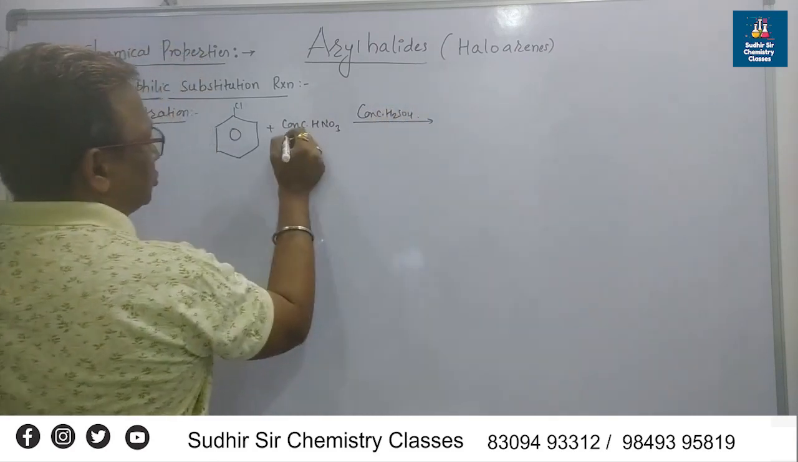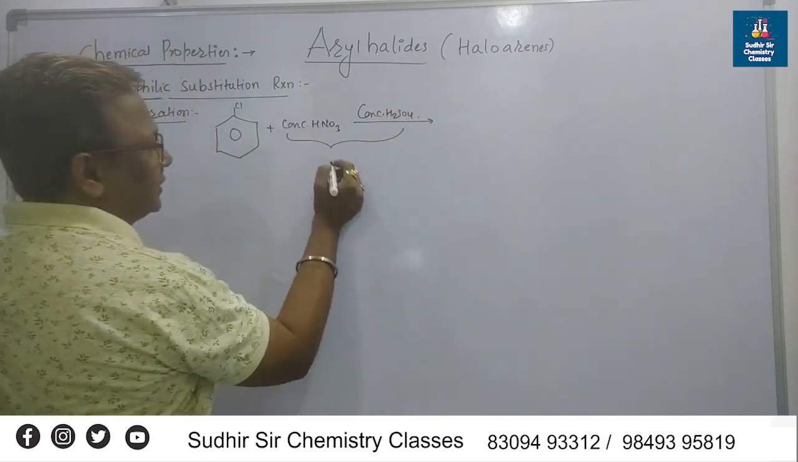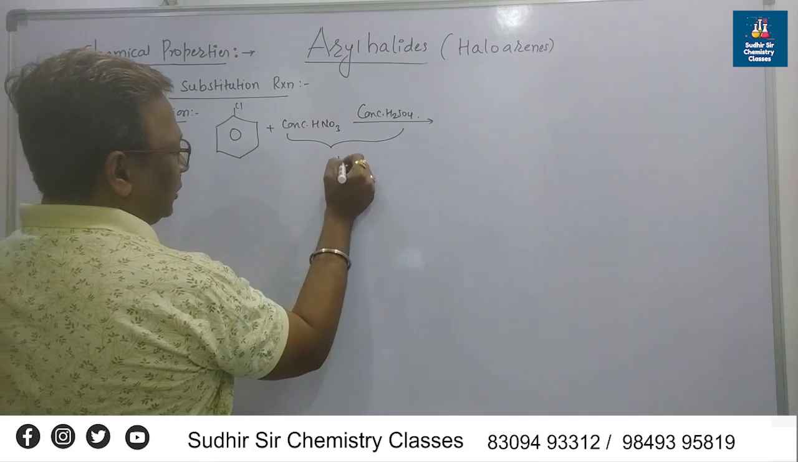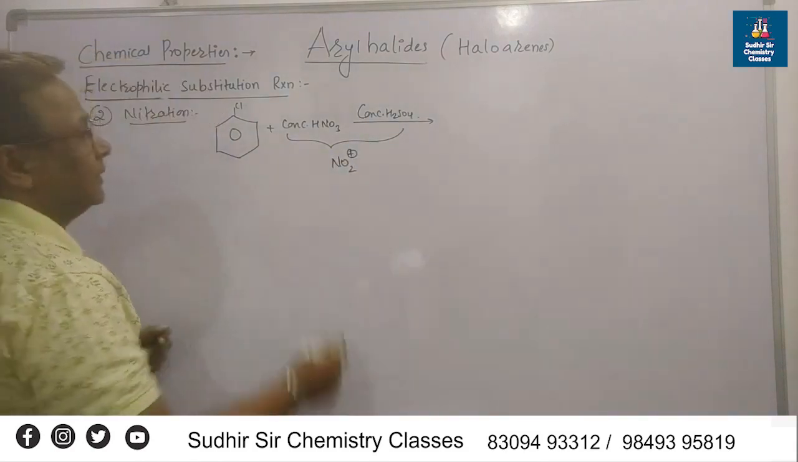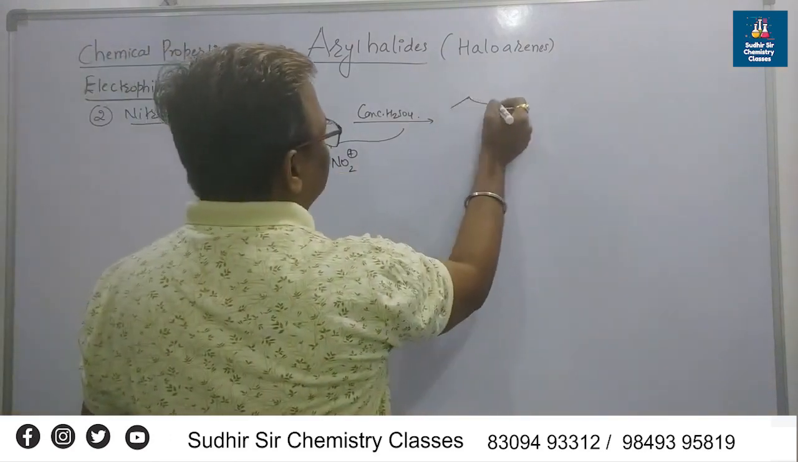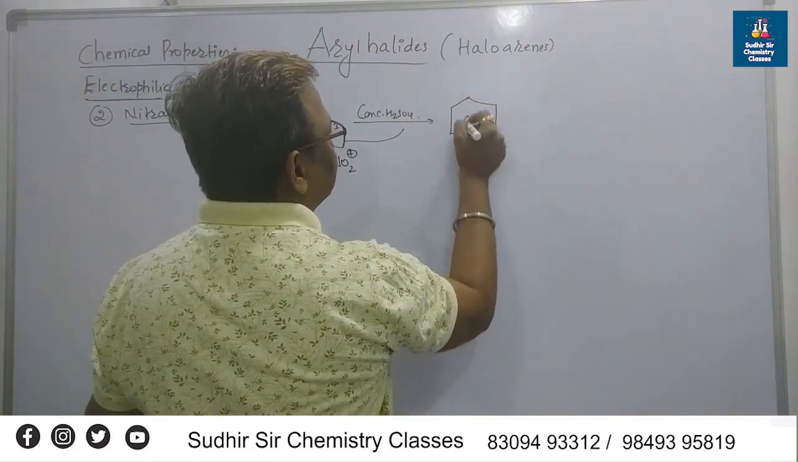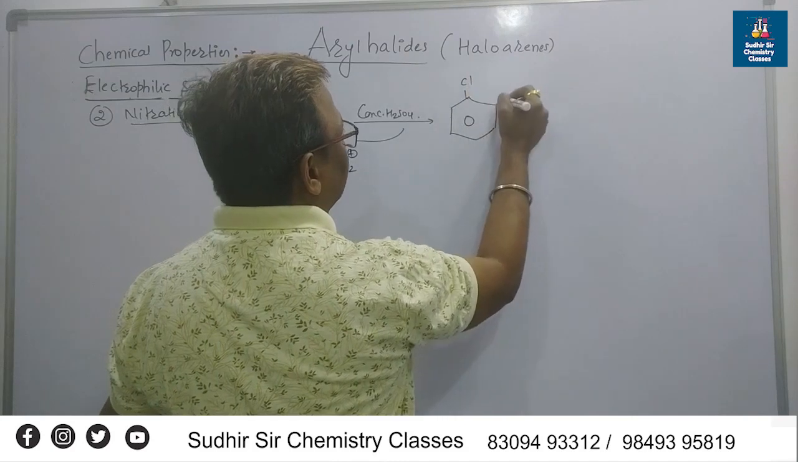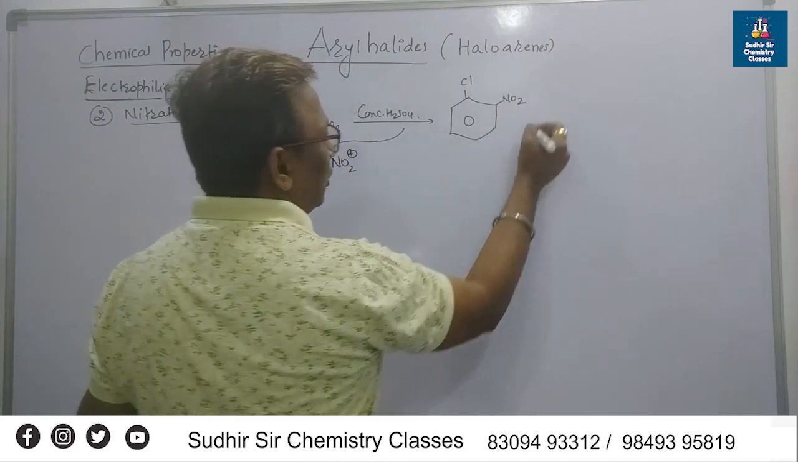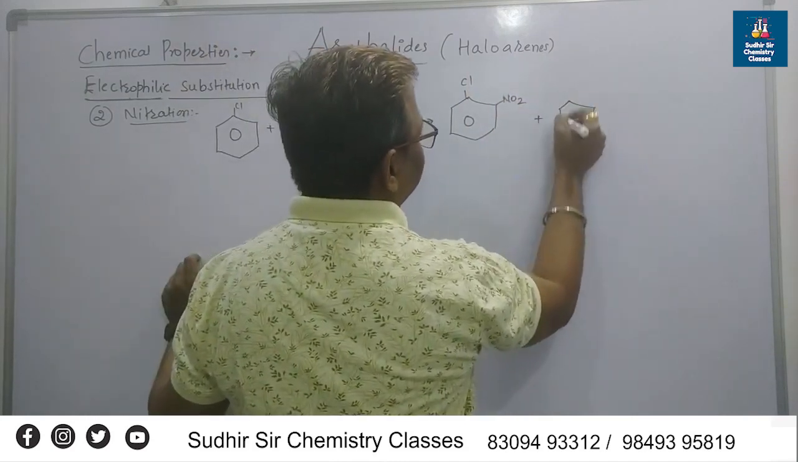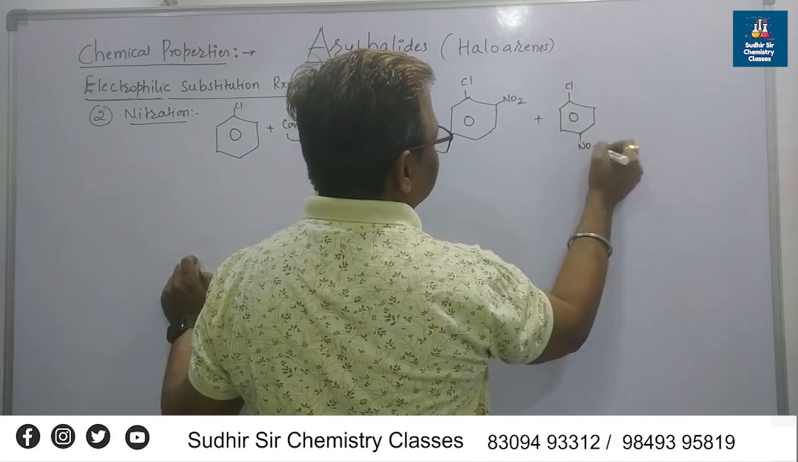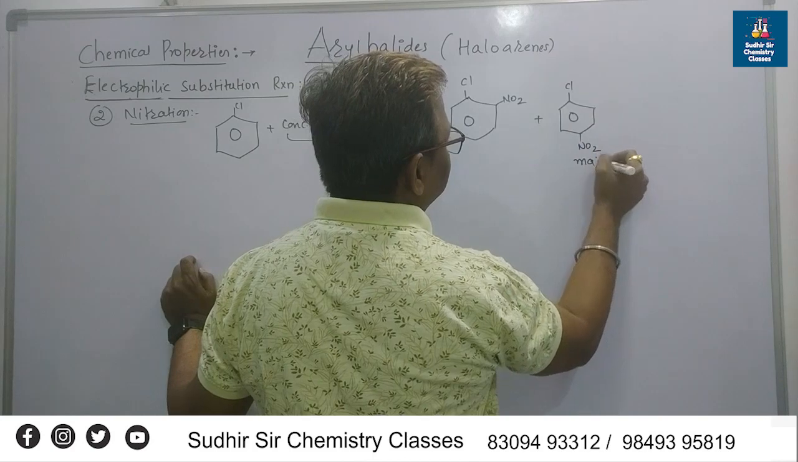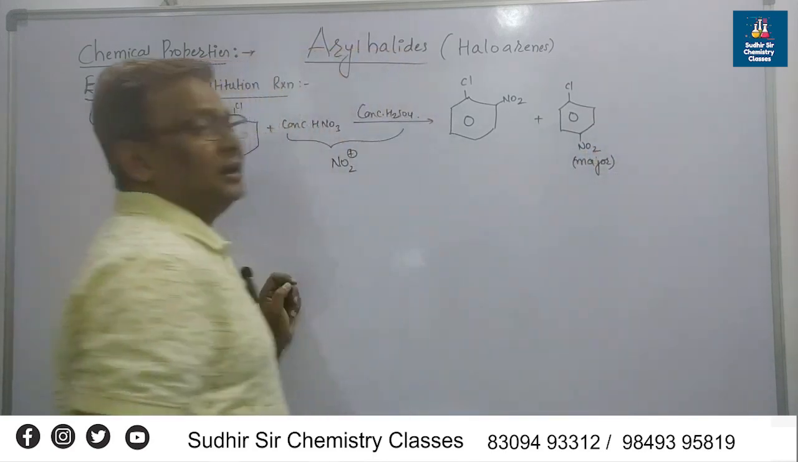Till now we understood, beta, this is called a nitration mixture, and it produces the electrophile NO2 plus, called the nitronium ion. Beta, on which position will it attack? It will attack the position with high electron density, one at the ortho and another at the para. So we know para is the major and ortho is the minor.